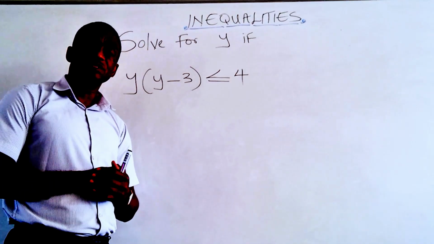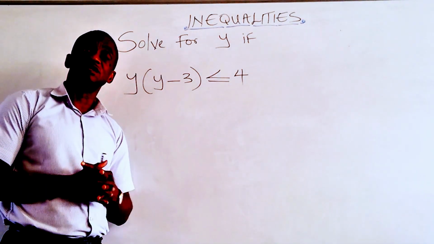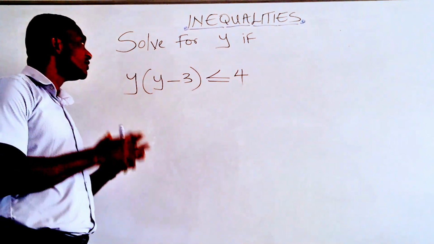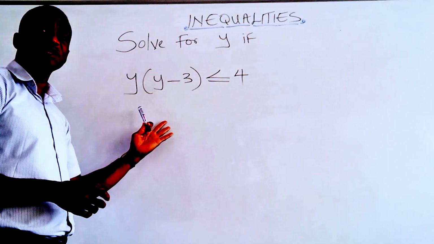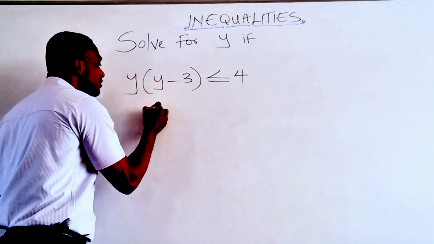Just like quadratic functions, we don't solve unless we've written it in standard form. It must be equated to 0 before we can do anything. So that is the first thing we do. We simplify the expression and make sure that it is equated to 0. So we are opening up the brackets.